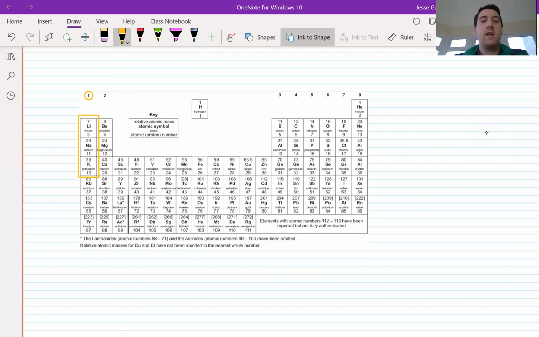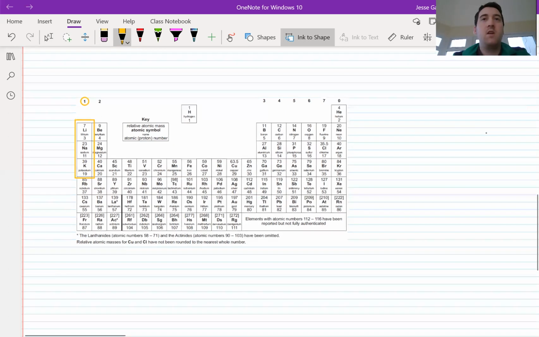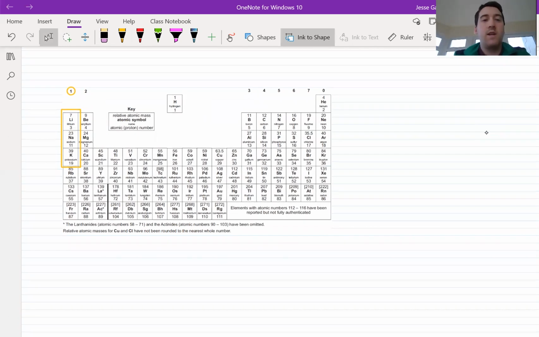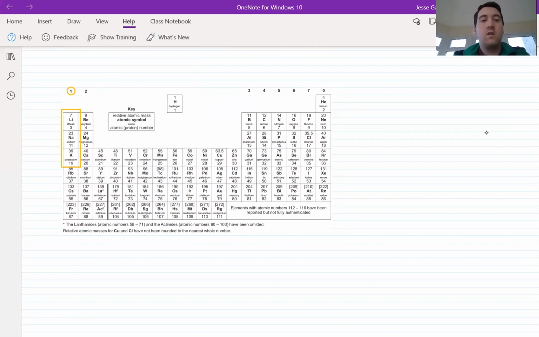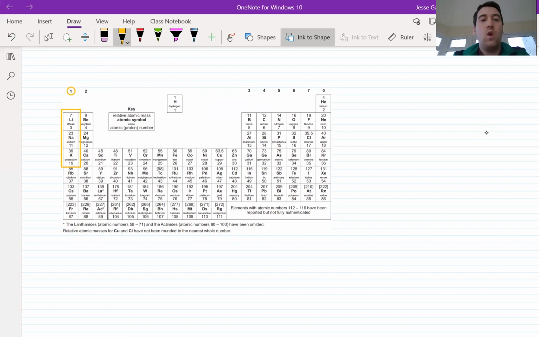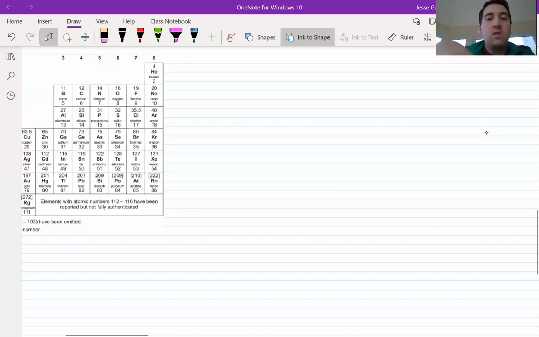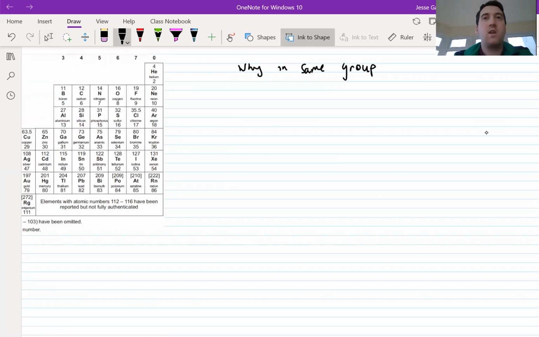Now, why are they in the same group? Why are lithium, sodium, and potassium in the same group? Over here, I'm going to write down the question. I want you to be thinking about the answer to this question. Why are those 3 in the same group? Now, we answered this before. I want you to pause the video and speak your answer to the screen. Why are they in the same group?